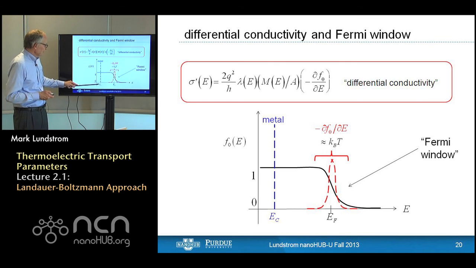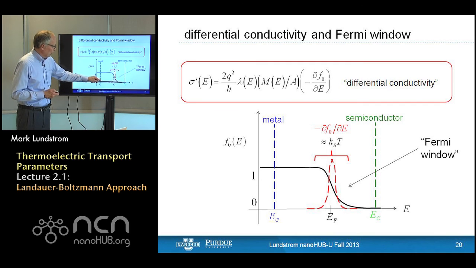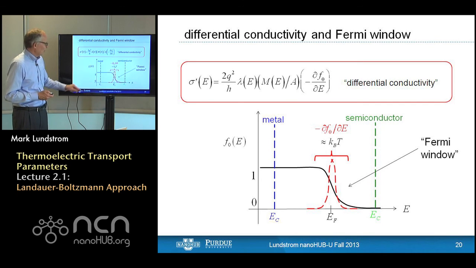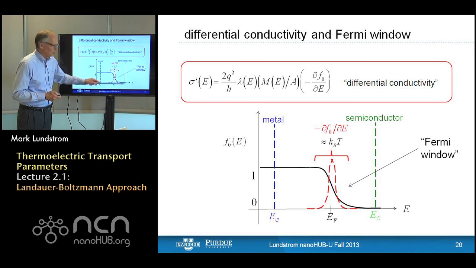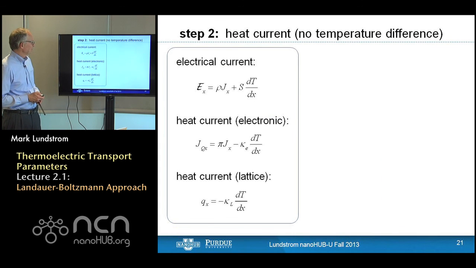In a metal, the Fermi level is way above the bottom of the conduction band, and all of the action happens right around the Fermi energy in the middle of that band. In a semiconductor, in a non-degenerate semiconductor, the Fermi level is well below the bottom of the conduction band, and all of the current flow is due to a very small tail of the Fermi window that overlaps with the conduction band itself. Okay, so we've done step 1. We've done the resistivity, which is 1 over the conductivity. Let's do the heat current.